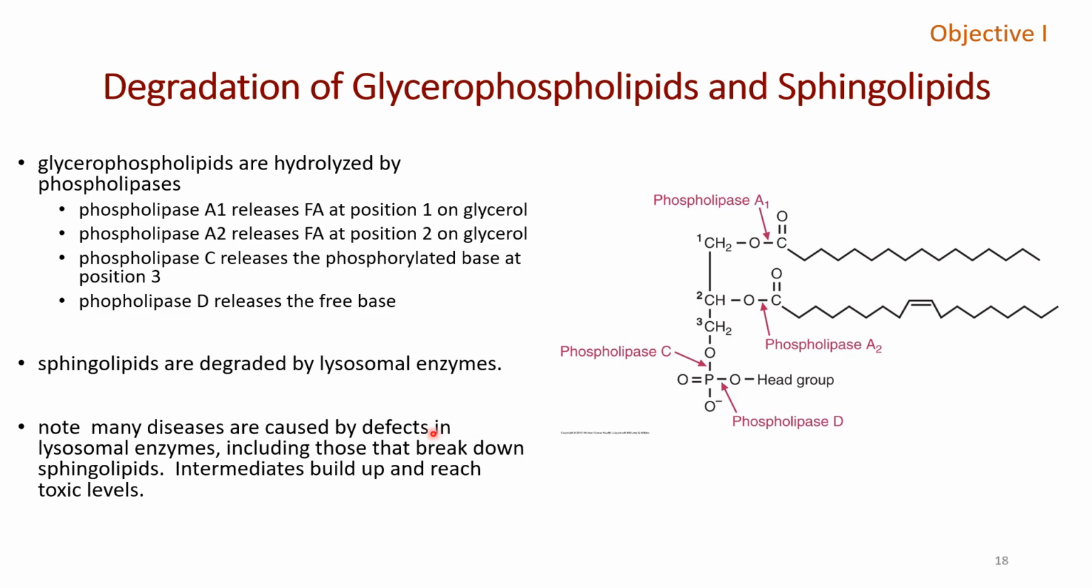And there are many diseases that are caused by defects in lysosomal enzymes, especially ones that break down sphingolipids and glycerophospholipids. We talked about glycogen degradation issues in the lysosomes. You see the lysosomes are really, really important for degradation. If those enzymes aren't present, then it causes a lot of trouble for the cell.